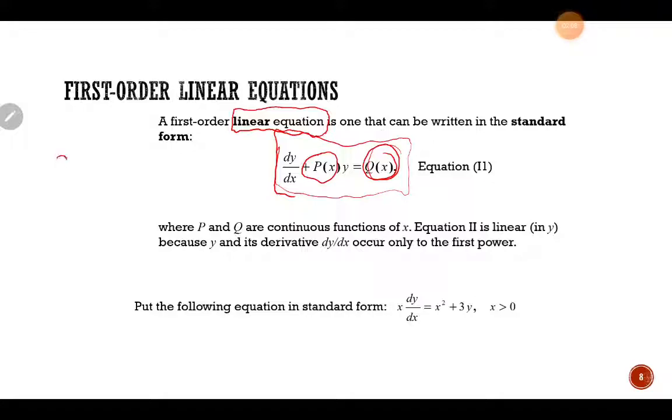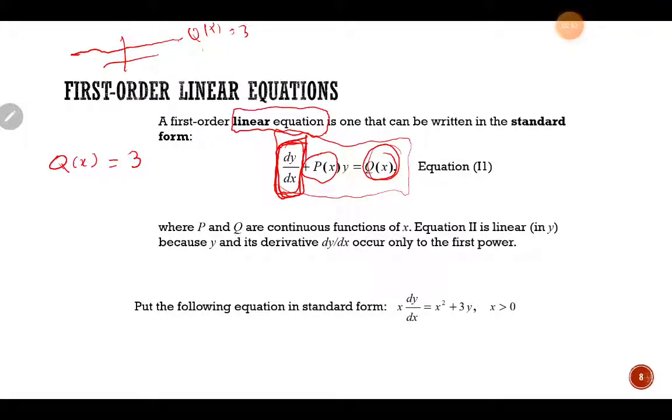The functions can be any kind of function. It can be a trigonometric function, an exponential function, or as simple as, let's say, q(x) equals 3. This can also be considered a function, because q(x) equals 3 means its graph is a continuous horizontal straight line like this. Okay, so equation 2 is linear in y because y and its derivative occur only on the first power. We call it linear because, again, this is only a first order differential equation, so that's why it becomes linear.